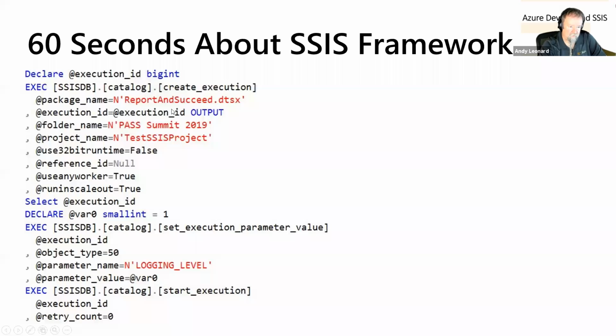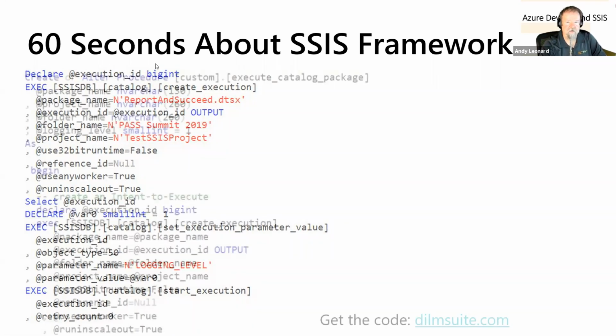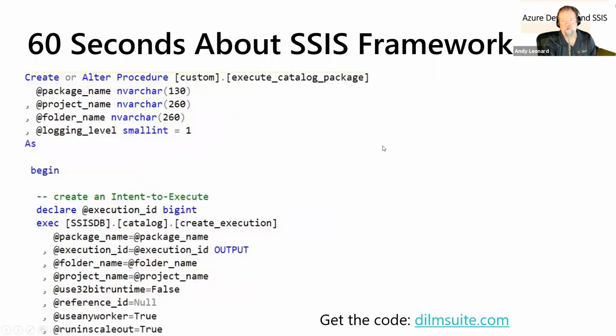But when I saw this, what really caught my eye was package name, folder name, project name. I was like, wait a minute. I know how to write stored procedures. So I did. And I created a procedure called custom.execute catalog package. And this is what you get when you go get that code at dilmsuite.com. And you can see it in here.